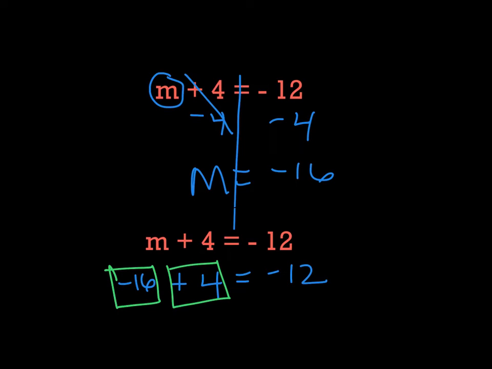My signs are different. I'm going to subtract and take the sign of the bigger number. So 16 minus 4 is 12. 16 is bigger than 4, so I'm going to take the negative sign. So negative 12 is equal to negative 12. Again, we get the same thing on both sides, which means our equation is balanced, or our equation is correct.